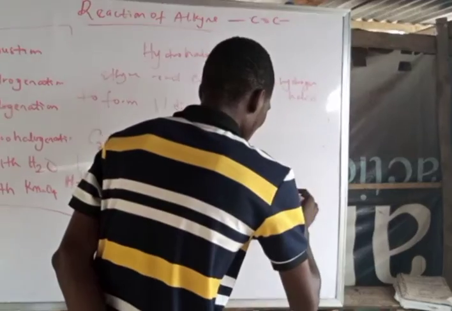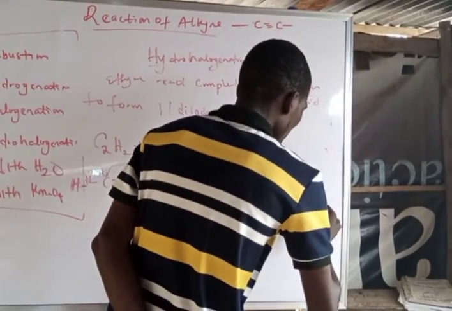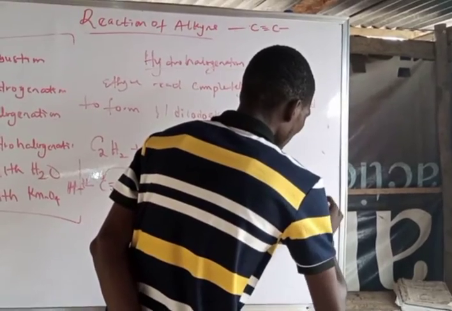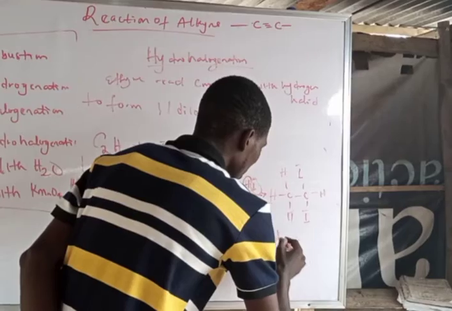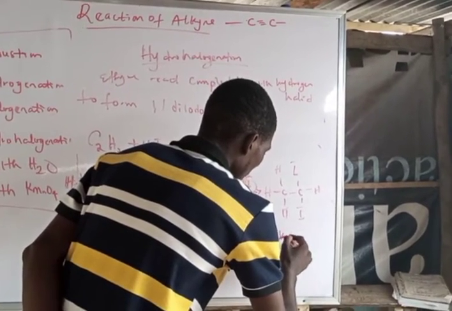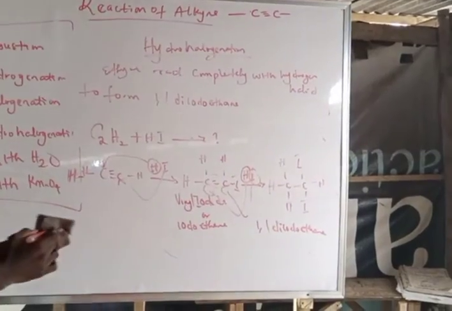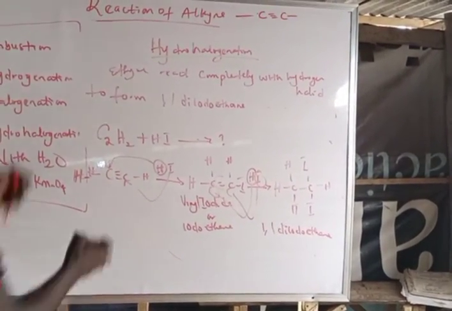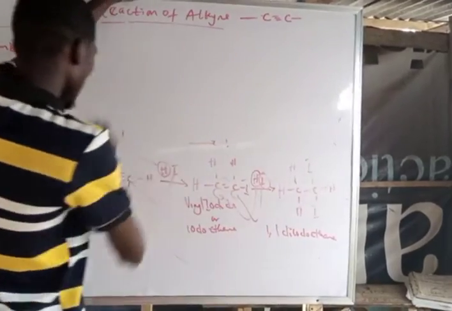So with that we have this iodine. I have iodine. I have the hydrogen atom, which is this. So with that, 1,1-diiodoethane. That is for the hydrohalogenation. So the fifth one is with water.